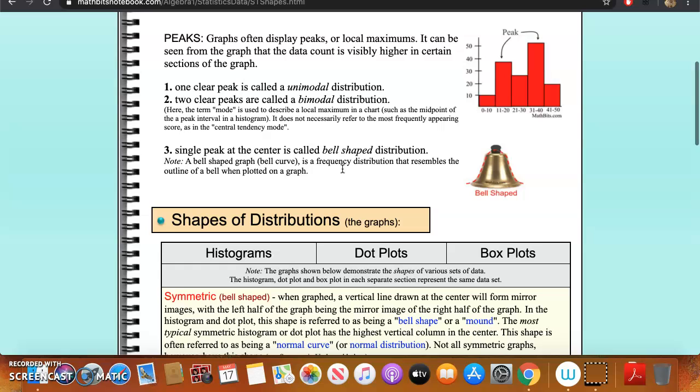Now, this idea of a single peak at the center. What if there was one single peak at the center of this distribution? Well, we can call that a bell-shaped distribution, or what's known as a normal distribution. It's a normal curve. So imagine one peak right in the middle of the data set, with everything else below that. We can fit a bell through those bars, through those buckets.